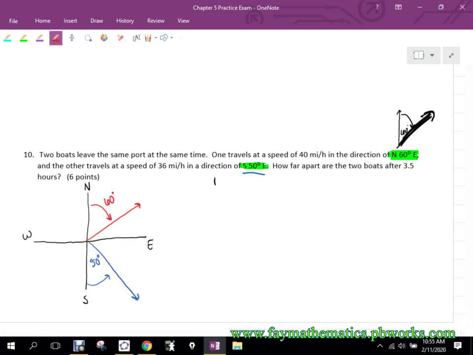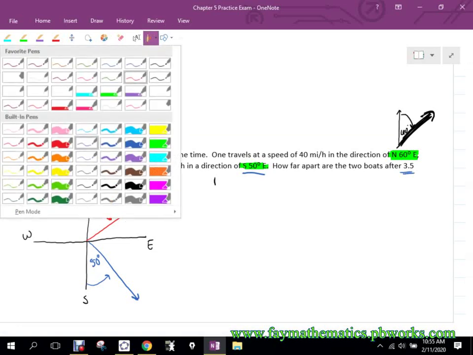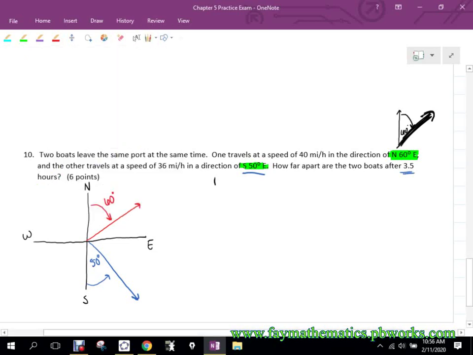Now, what they want to know is after 3.5 hours, how far apart are they? So eventually, this boat here is going to come to a rest. The boat is going to come to a rest there at 3.5 hours. They want to know how far apart are they.